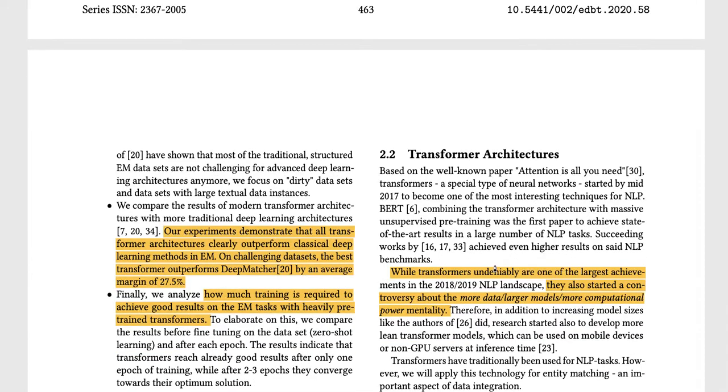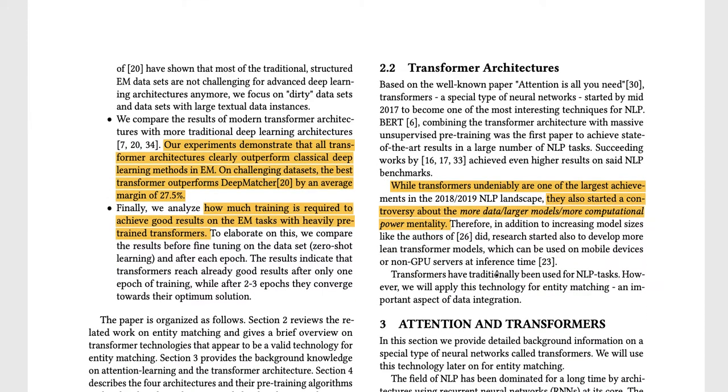After that, the experiments also demonstrate how the transformer techniques compare against the classical deep learning techniques in EM. One of the key techniques is DeepMatcher, which is one of the state of the art in the deep learning space, and we will see how the transformers beat DeepMatcher by more than a 27.5% gap in F1 score, and that's a pretty huge gap.